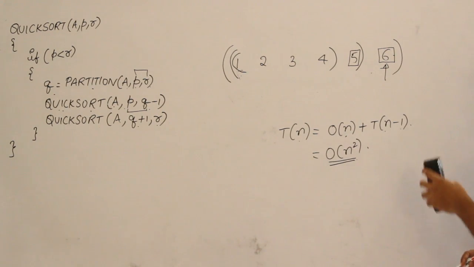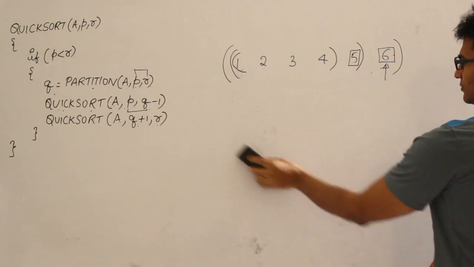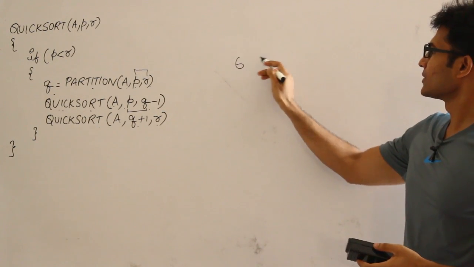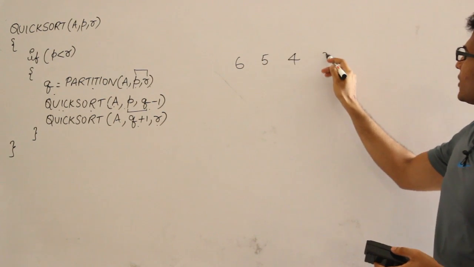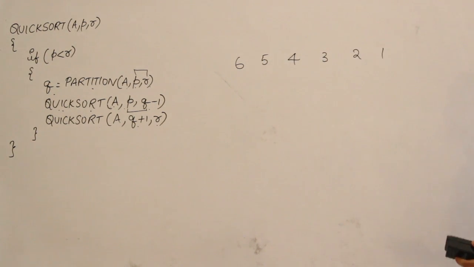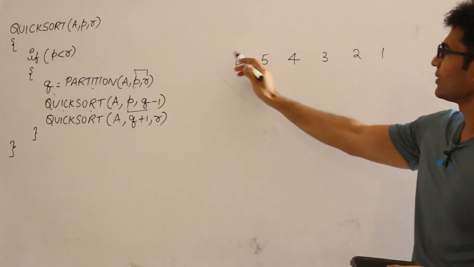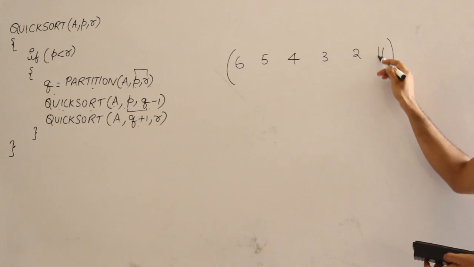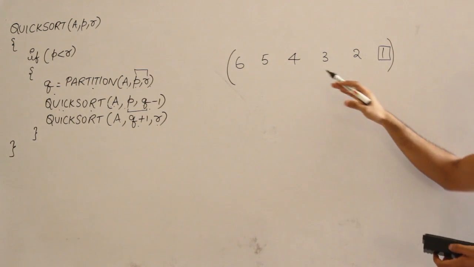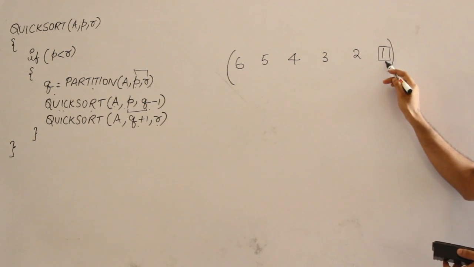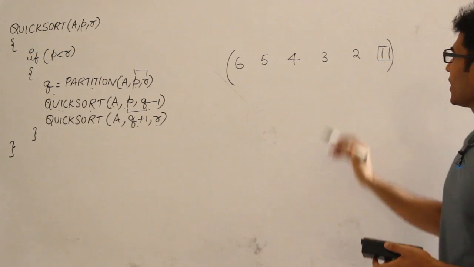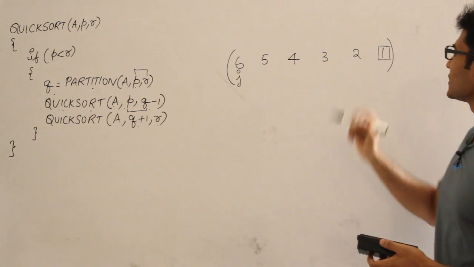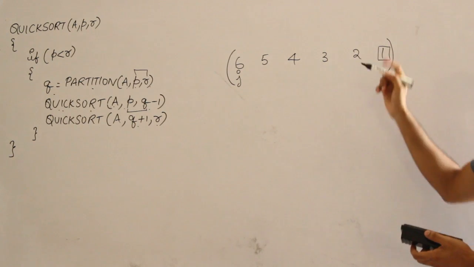Let's see one more input which is in descending order. If the input is in descending order, like 6, 5, 4, 3, 2, 1, then initially you are going to call quicksort on this, then quicksort is going to call partition on this, and partition is going to pick the last element as pivot. And what will j do? J will try to find an element which is less than the pivot, so which is less than 1.